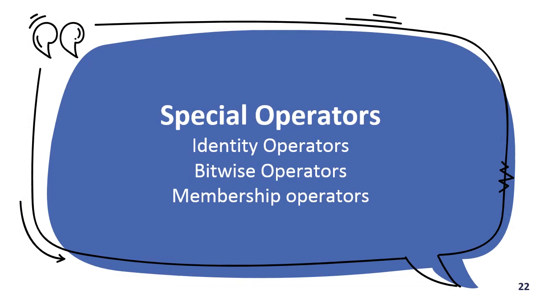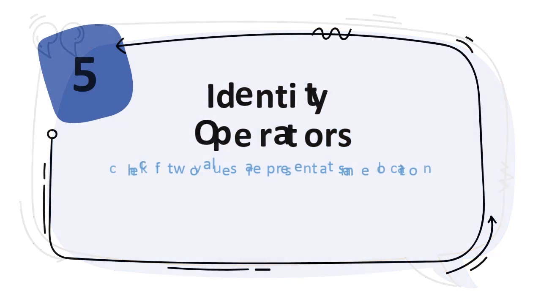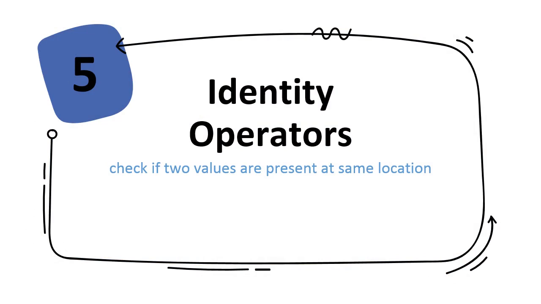We have seen the basic operators in Python. There are also some special operators, which are identity operators, bitwise operators, and membership operators. What we are going to see in detail is identity operators. They check if two values are present at the same location. If both values given to the identity operator are at the same location, it returns true.